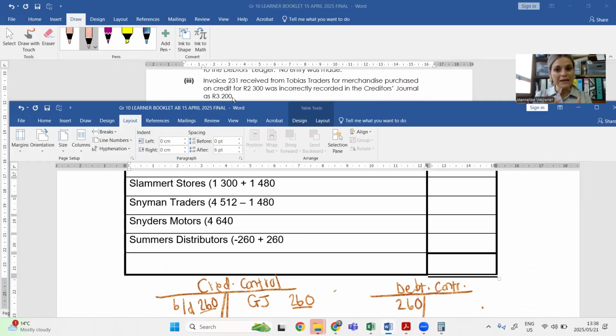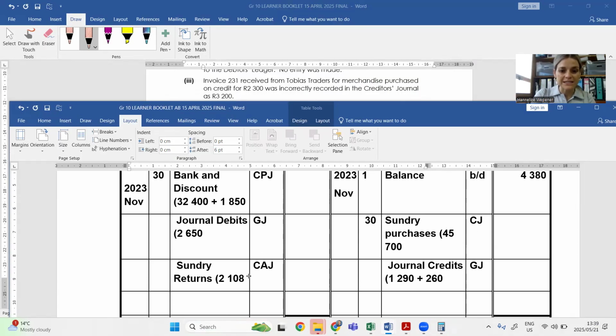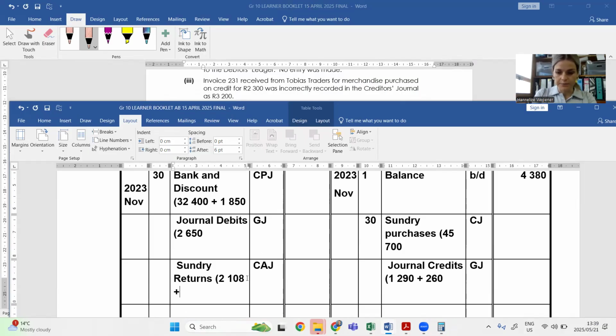Remember, you may not now go to the creditors journal and have a negative 900 Rand there. We are not allowed to have negatives in our journals. Therefore, if I can't do it in my CJ as a negative, I'm going to go to my CAJ and say I have to record that I actually didn't receive this trading stock of 900 Rand. And then you need to keep in mind that I now had to record this in my journal.